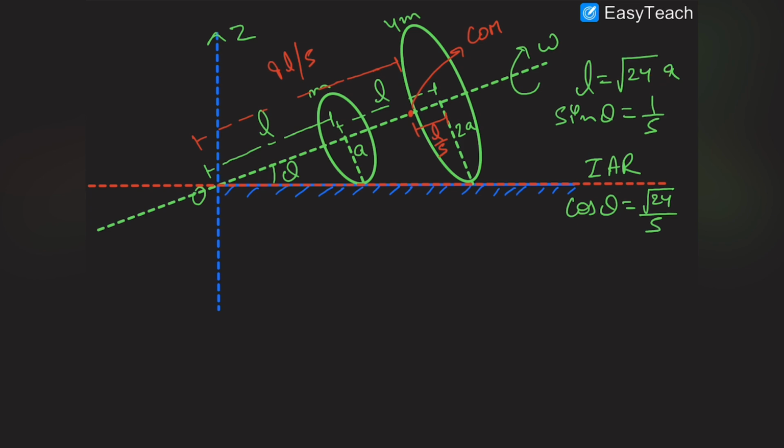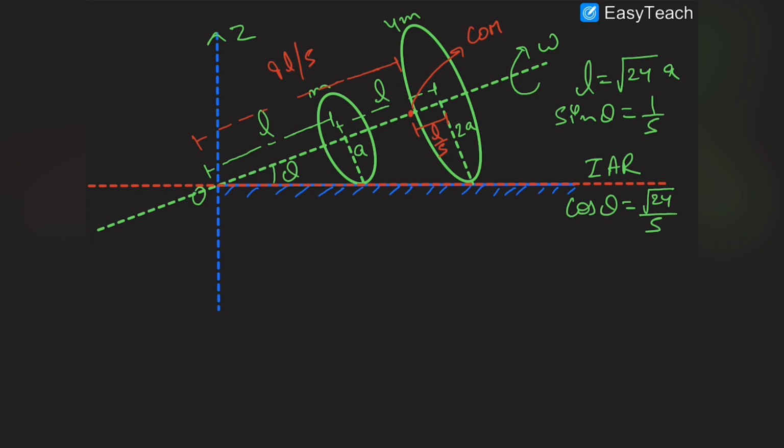So this distance, the hypotenuse, could be found out by 2L whole square plus 2A whole square. So sine theta would be 1 by 5 and cos theta would be root 24 by 5. Now this system is spinning about this axis with the angular velocity of omega, and we can say that this would be the IAR, this red axis. This is similar to the leaning cone which we have studied in this video.